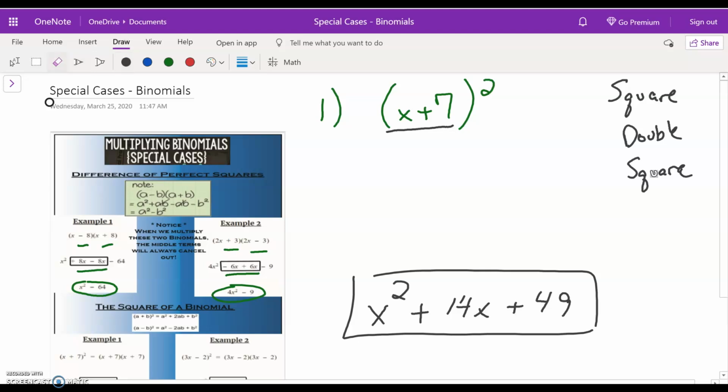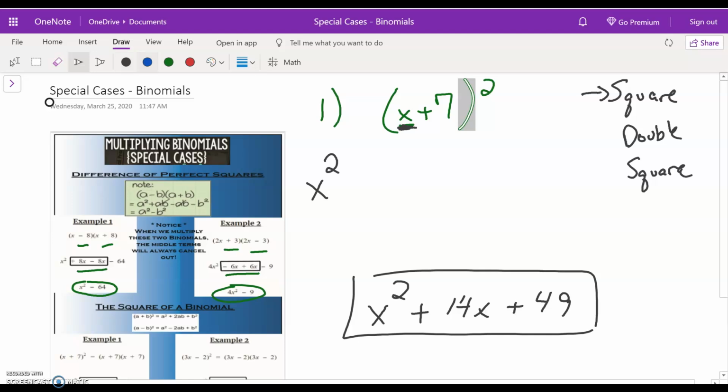The square double square method tells you to take your first term, which is our x term. Underline that in black. And it says take your first term and square it. So our first term squared is going to give me x squared.